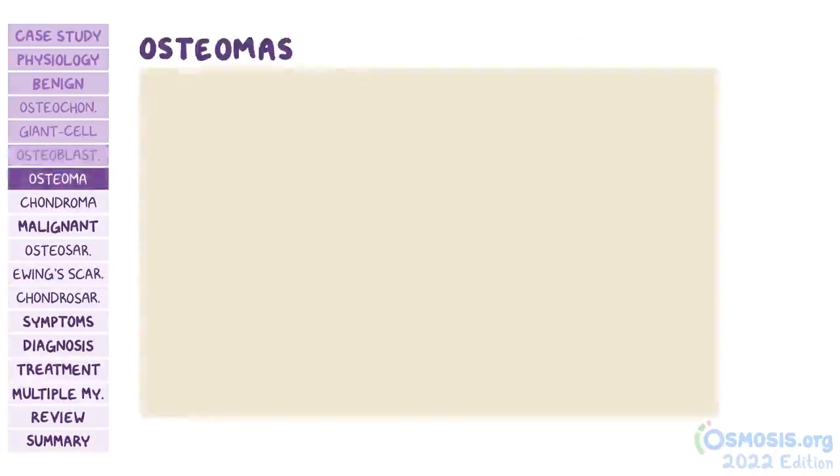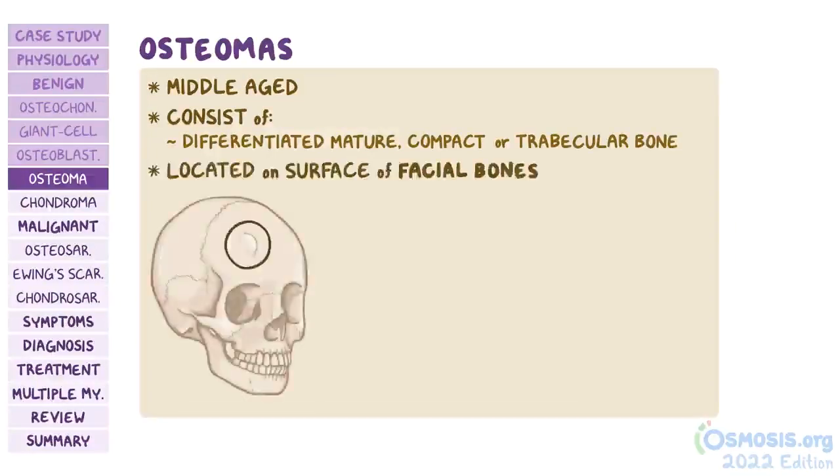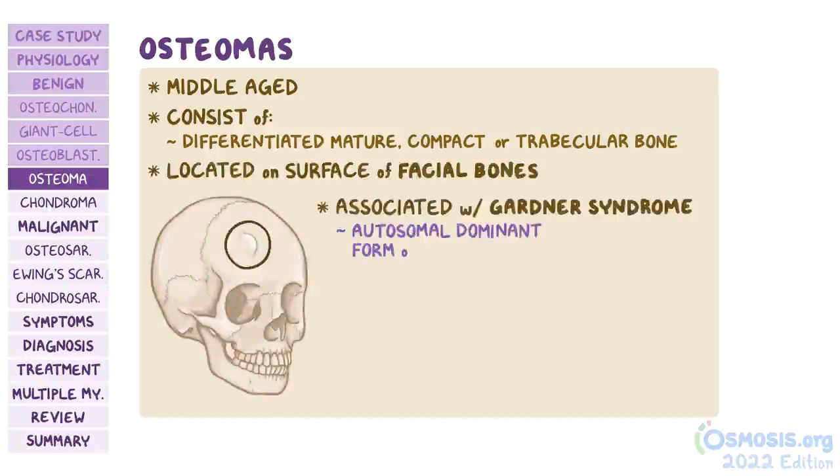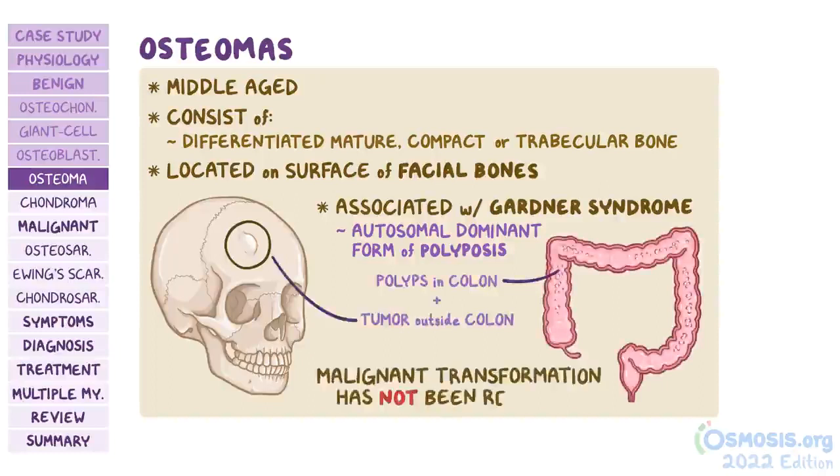Osteomas are benign tumors that typically affect middle-aged people. They consist primarily of well-differentiated, mature, compact, or trabecular bone, and are typically found on the surface of facial bones. Something else interesting about them is that they're associated with Gardner syndrome, which is an autosomal dominant form of polyposis characterized by multiple polyps in the colon, together with tumors outside the colon. Malignant transformation has not been reported in these tumors.